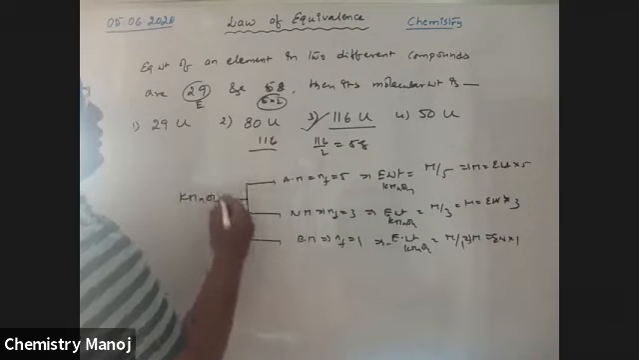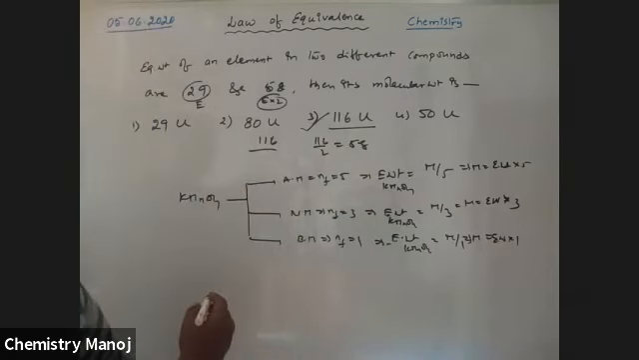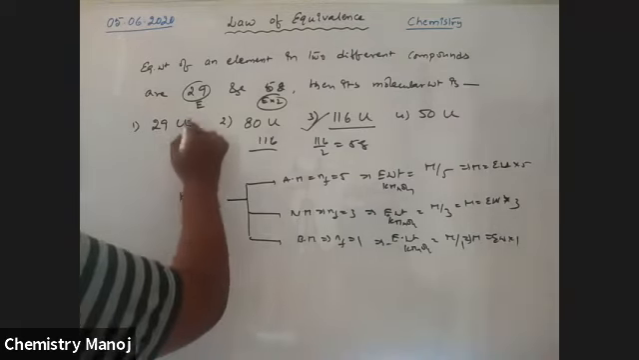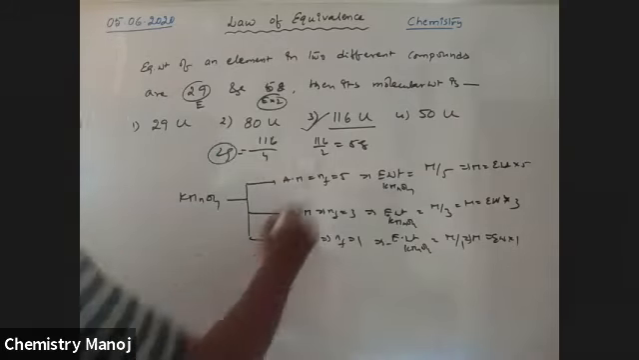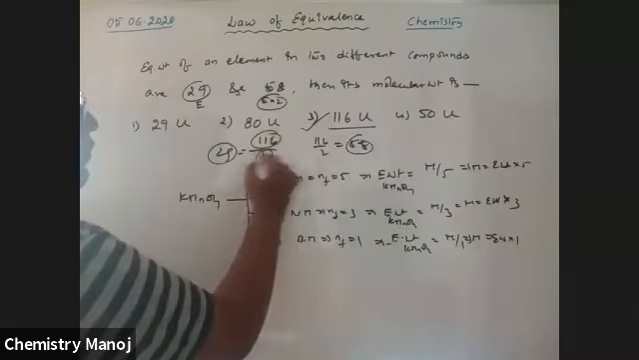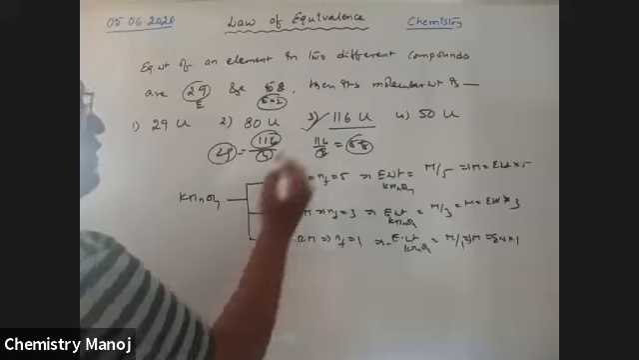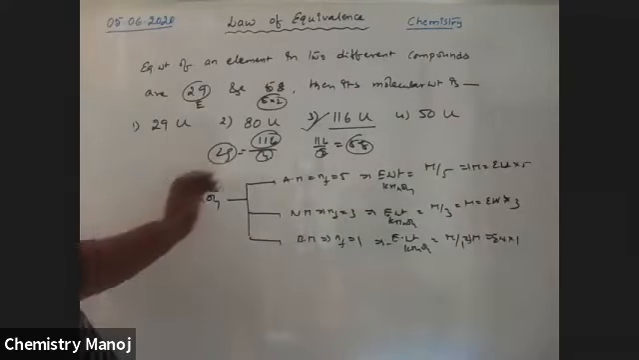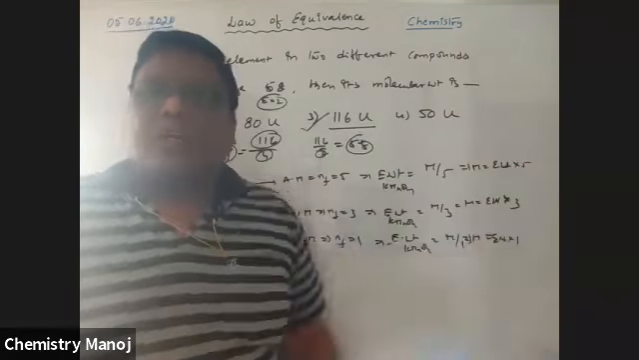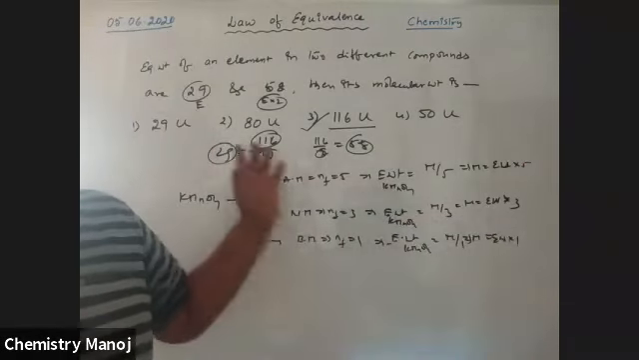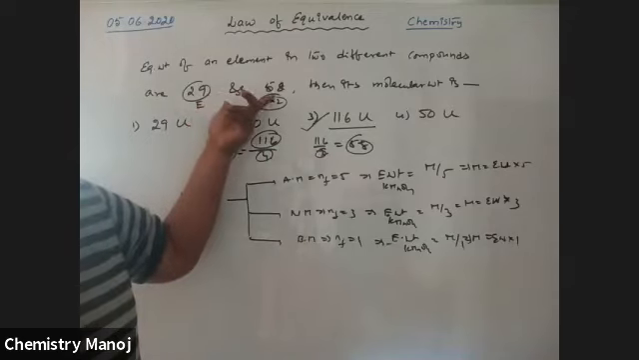116 by maybe 3 or 4. 116 by 4 is equal to 29. That means molecular weight by 4. Here the N factor is 4. Here the N factor is 2. Therefore, molecular weight is always a multiple of equivalent weight. It should be greater than the equivalent weight.